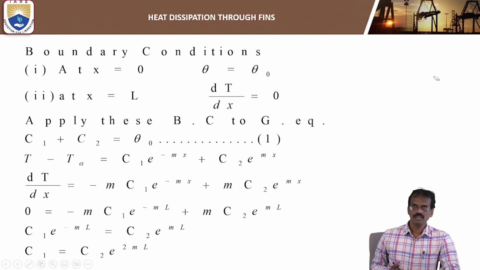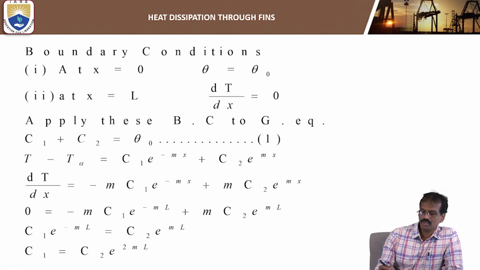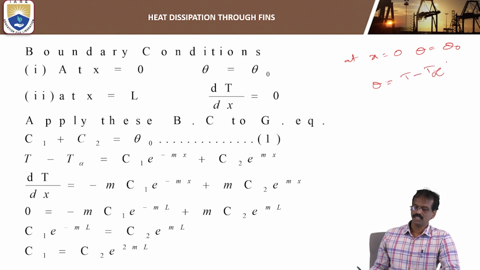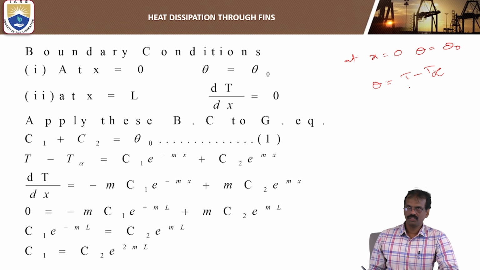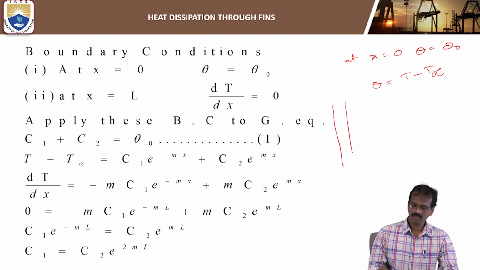We know that here there are two boundary conditions. One boundary condition is at x is equal to 0, theta is equal to theta naught. We know that theta is the temperature T minus T infinity, the ambient temperature, where T is the temperature at a particular distance x. So x is equal to 0 means theta shows the base temperature. You know that this is the surface.